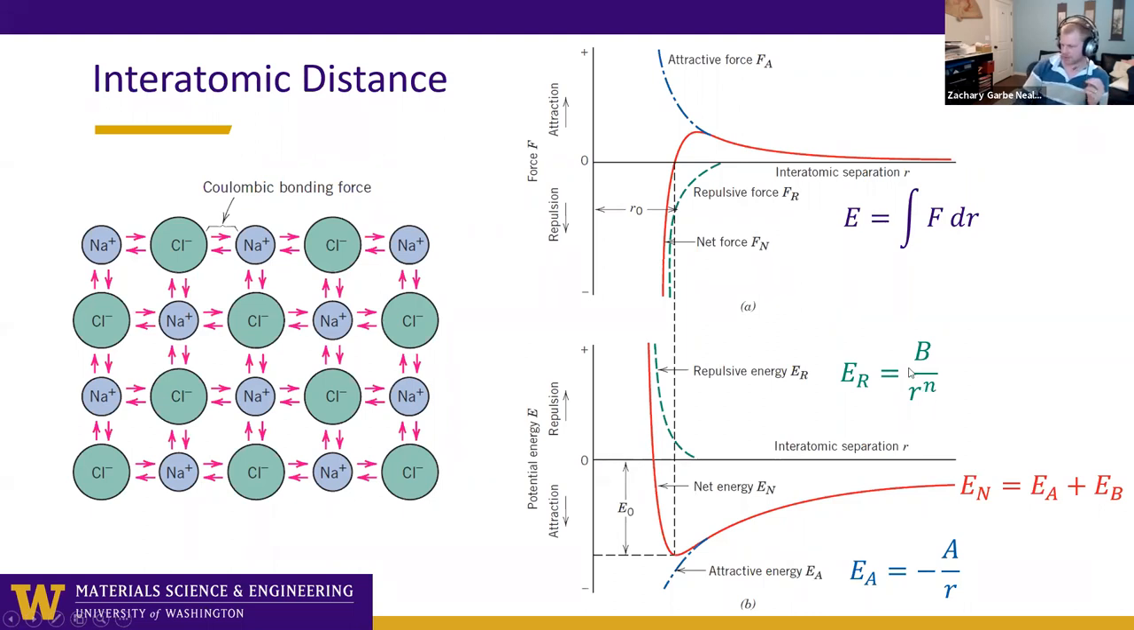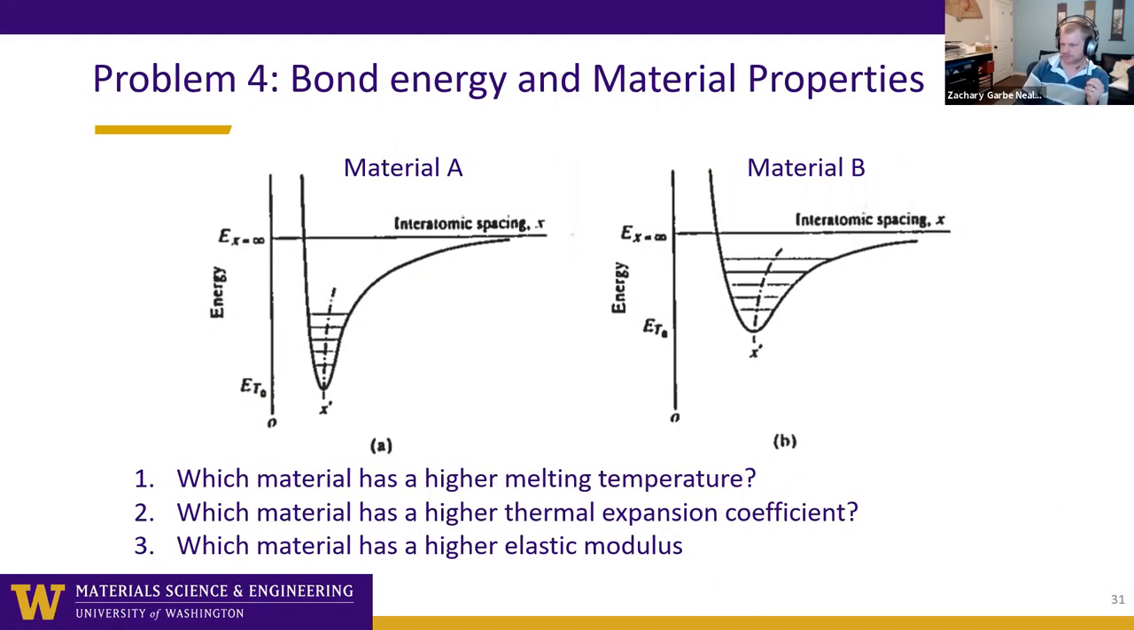I have a problem later on where we can do some calculations. But first, here's a problem. Just conceptually, if we take a look at these different energy wells for potential energy versus atomic spacing of the two different atoms, we have some questions we can consider. We have two different materials: material A and material B. Material A has a steeper well, and material B is more shallow and spread out.